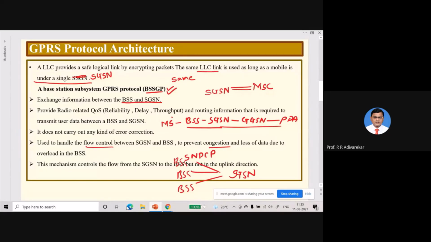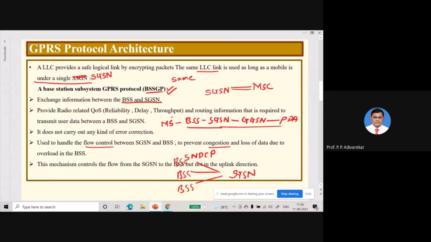So what is flow control in the case of communication between BSS and SGSN? SGSN is connected to the wired network, so it has a much higher data rate, whereas BSS is connected to the Um interface, that is the wireless interface or wireless network, so it has a low data rate. So if data is initiated from the external network, which is a wired network, it arrives at a much faster rate compared to the data rate that can be supported by BSS.